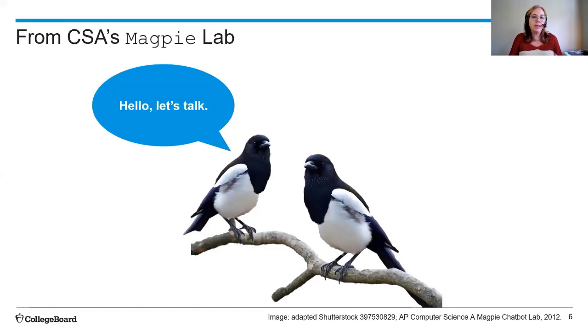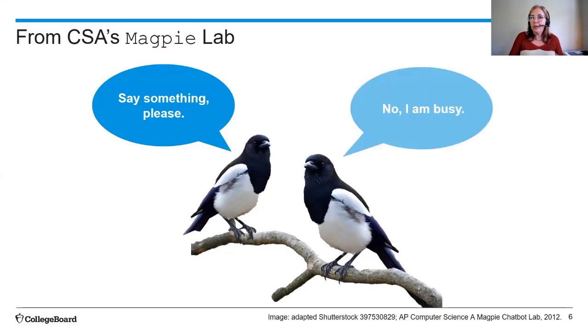So remember how the Magpie Lab begins. JJ's going to say, hello, let's talk. And Bo's liable to say nothing. And say something, please, was the ask. No, I'm busy. So here we're going to see a different implementation in the code. Why so negative? So what I'm going to tell you as the rest of the story is, no at the beginning of the statement is the trigger for this why so negative prompt in the chatbot.